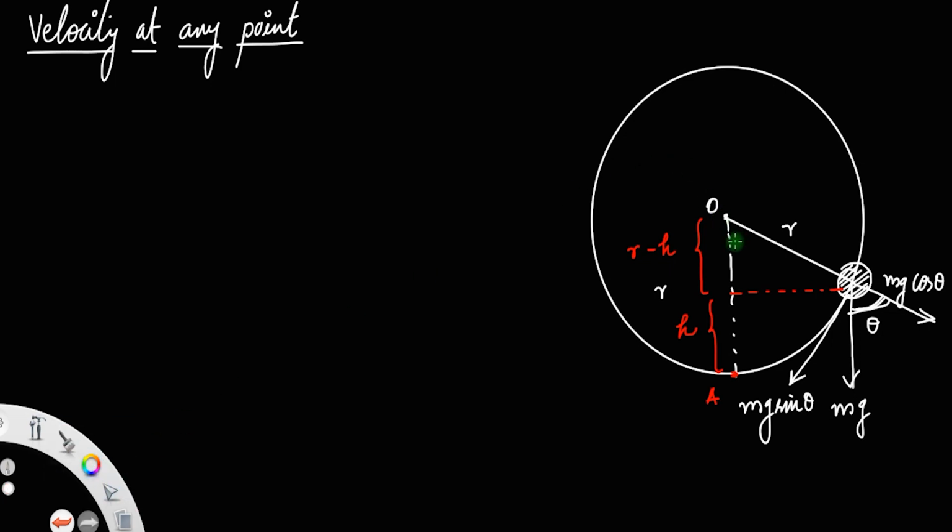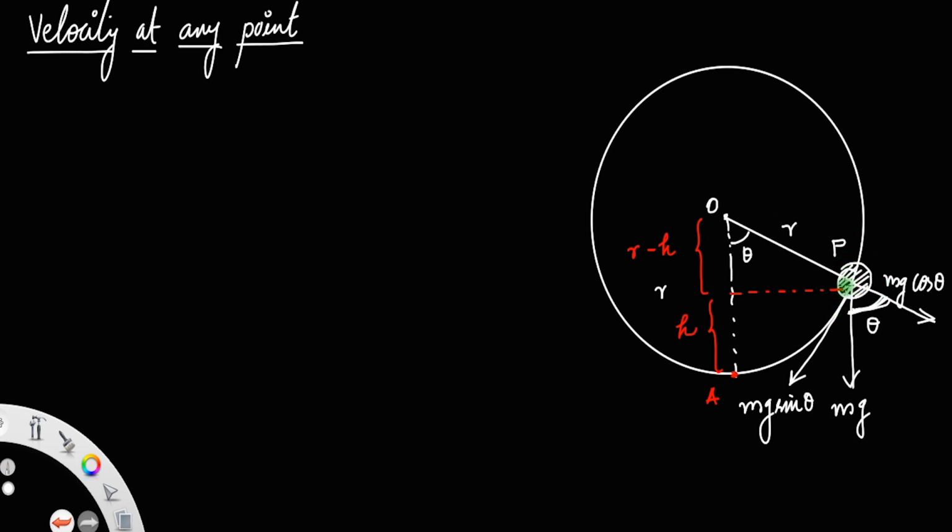Also, this angle will be theta. This OA and this mg are parallel lines, so both these angles are equal. Clear? Now, how will you find the velocity at the point? Let's call this point P. How will you find the velocity at the point P?